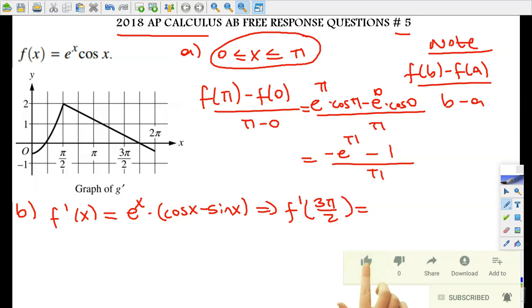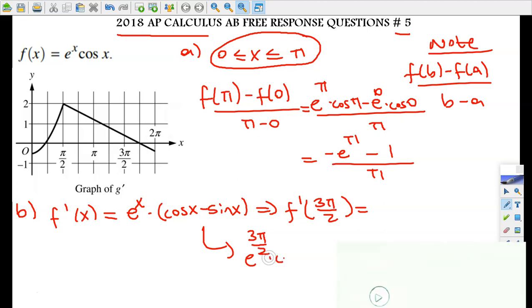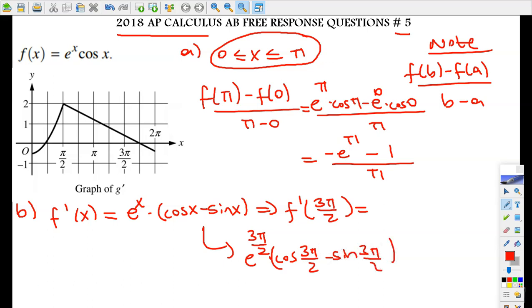That's going to be equal to, if I continue from here, e to the power of 3 pi over 2 times cosine 3 pi over 2 minus sine 3 pi over 2. We know that cosine will take on the value of 0 when it is 3 pi over 2, so this is going to be 0. And sine is going to be -1, so -1 times negative will be positive, so the answer will be e to the power of 3 pi over 2 times 1, or just e to the power of 3 pi over 2. So that's the slope of the tangent line at 3 pi over 2.